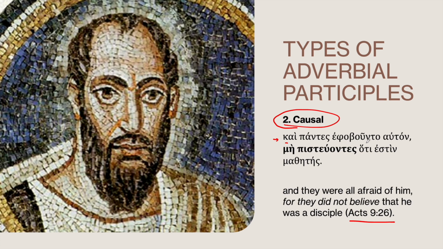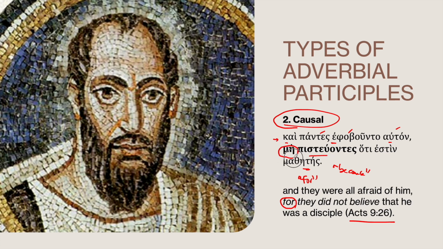Kai pantes ephobounto auton, and all were afraid of him. Okay, this is phobeomai. It is in the imperfect, and the imperfect middle, because it's a middle ending. It's a middle only. And all were afraid of him, me pisteuontes. Now, we could simply say not believing, and many English translations present that, not believing that he was a disciple, mathetes. But this could also be treated causally. Why were they all afraid of him? We could go with because, or what this English translation has done is chosen for to explain: for they did not believe that he was a disciple.